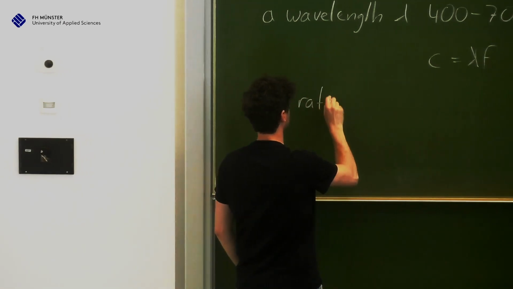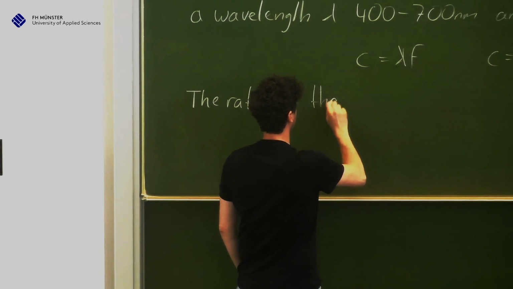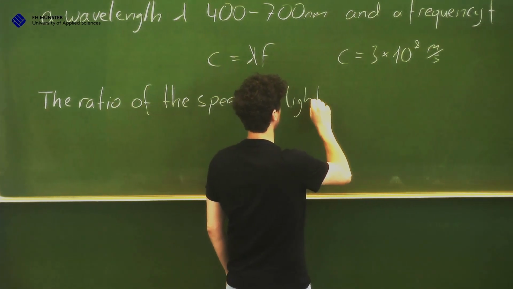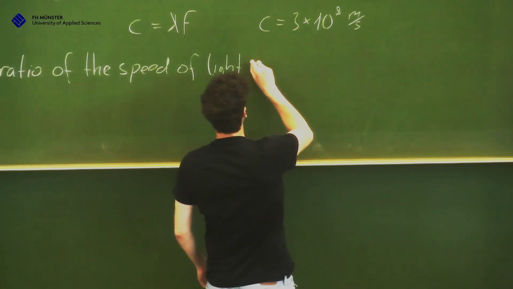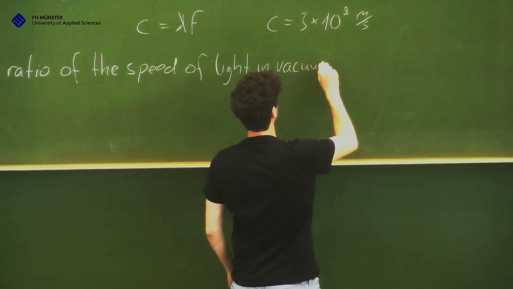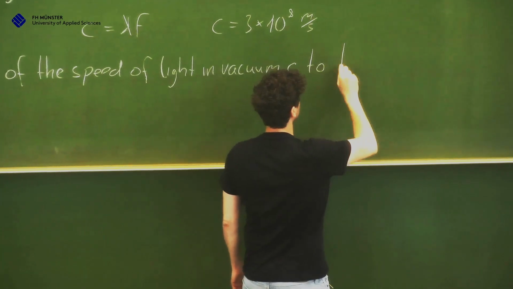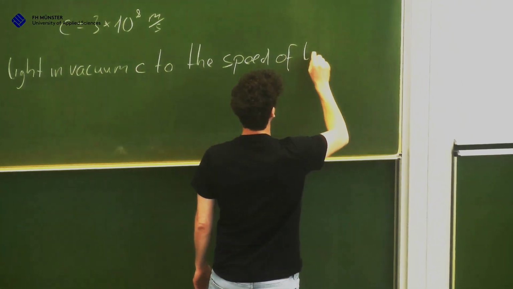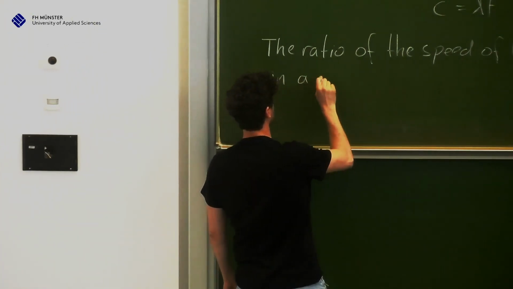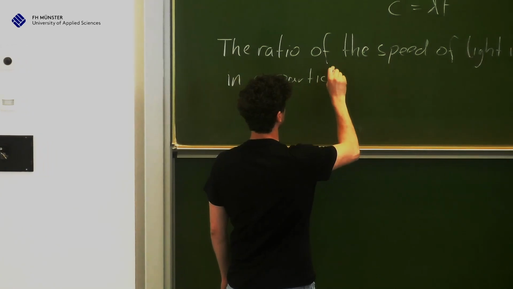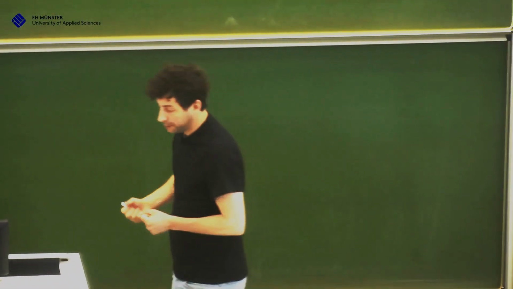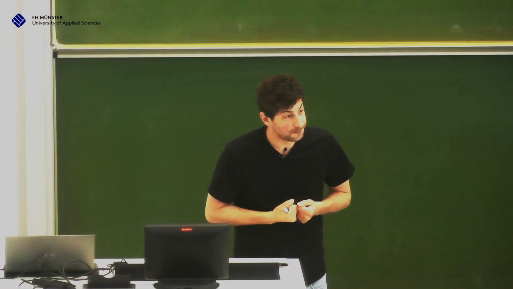Good. Then we need another one which we need to define, and this is the ratio of the speed of light in vacuum, c, to the speed of light in a particle, that's Vp, velocity in a particle, is called, how is this called? All of you know, for sure.